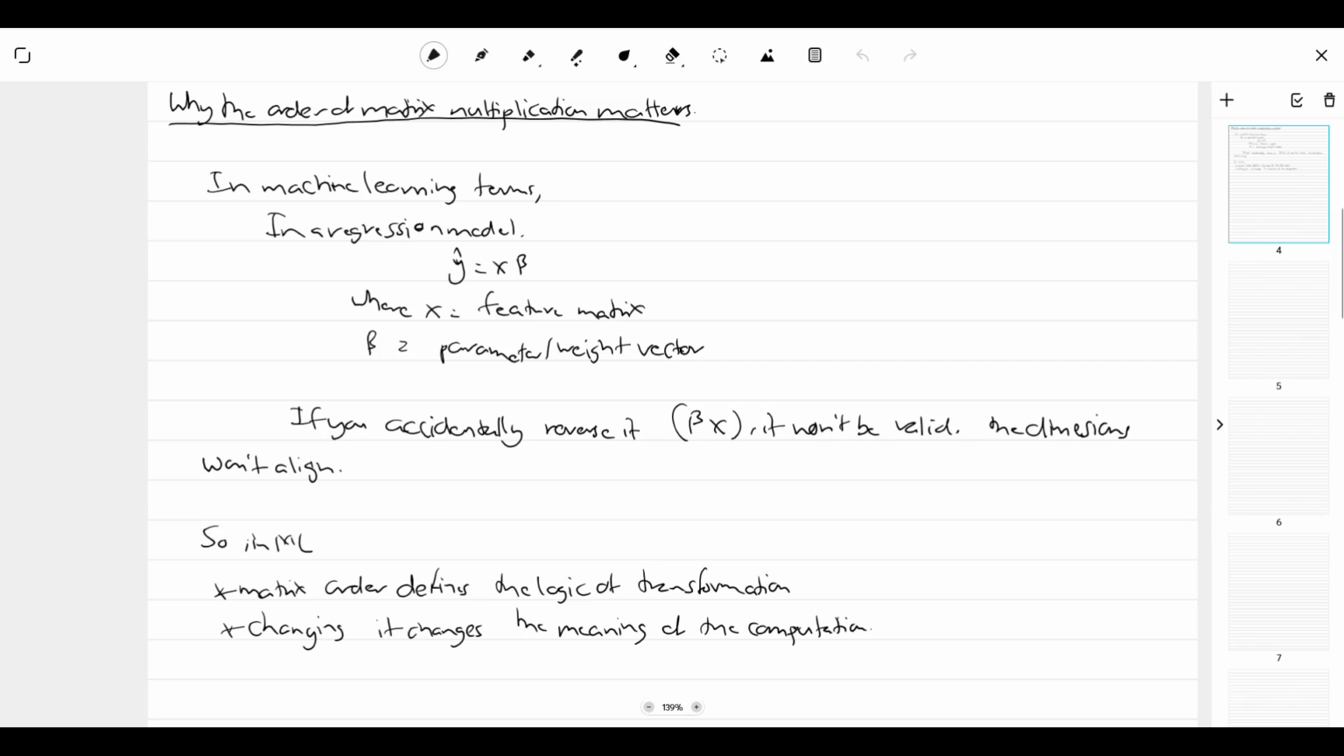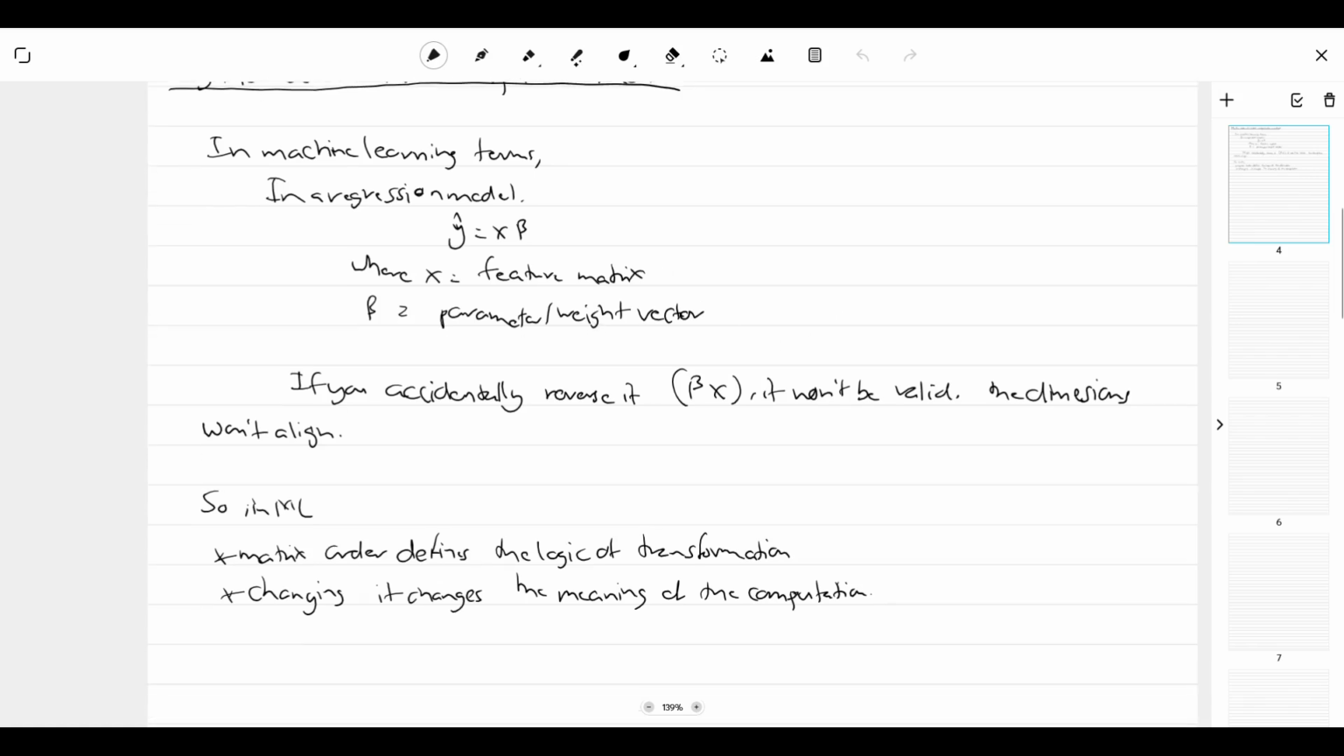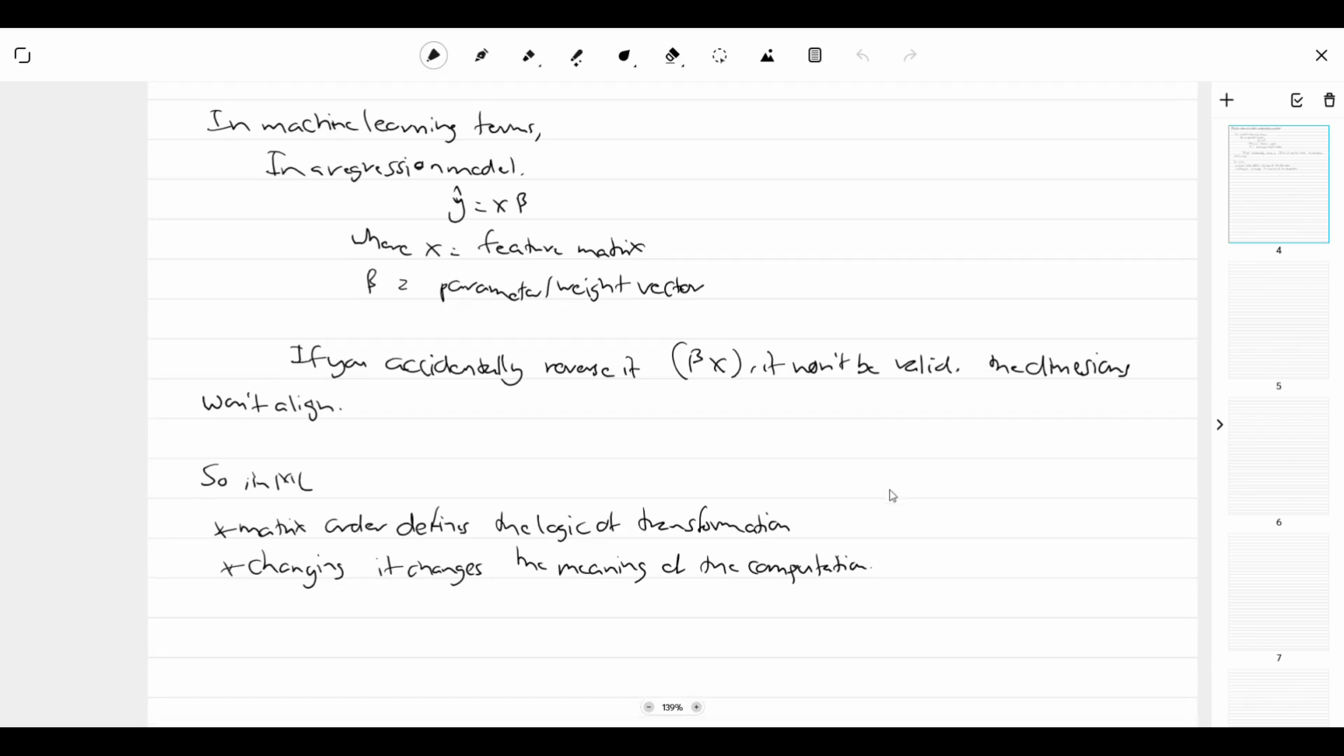Suppose we have a matrix A that is of shape 2 by 3 and matrix B is of shape 3 by 2. Multiplying A by B gives you a matrix of 2 by 2 shape. But multiplying B by A gives you a 3 by 3 matrix. So the result, even if both are valid, represents completely different transformations here.